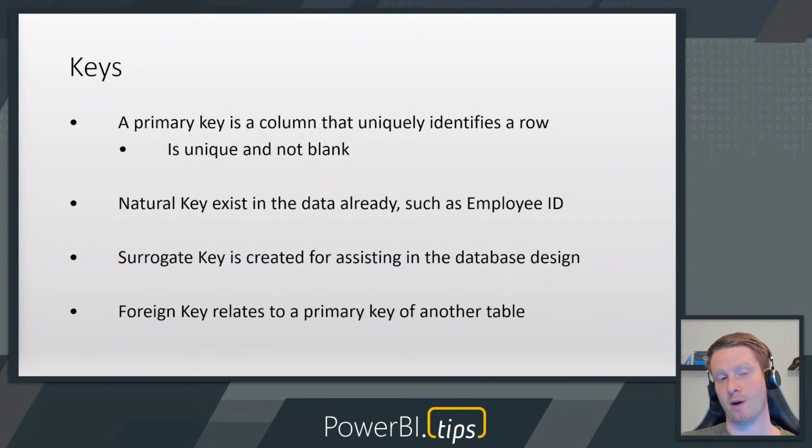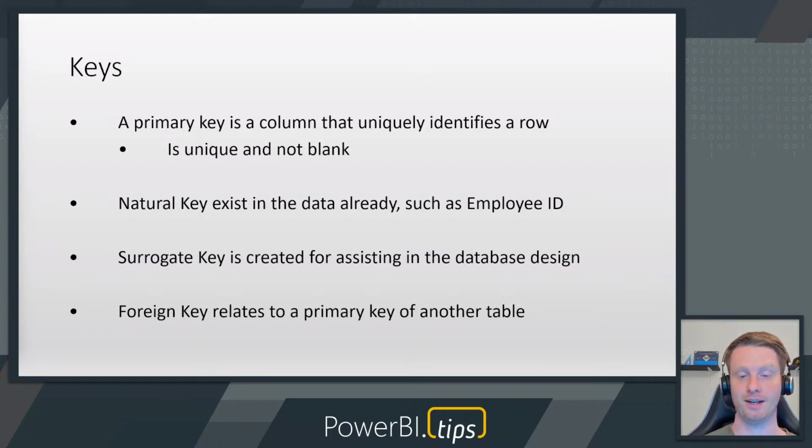We talked through keys. I won't go through this in too much detail because we did go through it in a lot of detail last week, so please go and rewatch that session. We talked about a primary key, which uniquely identifies a row. So it's a unique value and it's not blank. We have a natural key, which exists in the data, and it's a unique non-blank value. Often these can be things such as employee ID. In this example, the employee ID is created by our HR team in order to track employees.